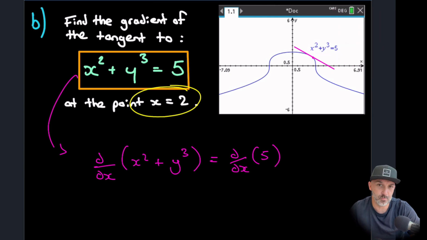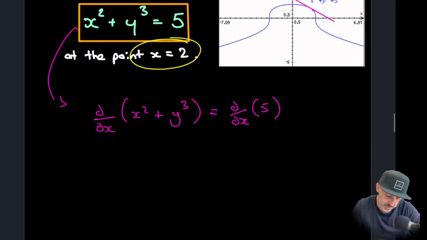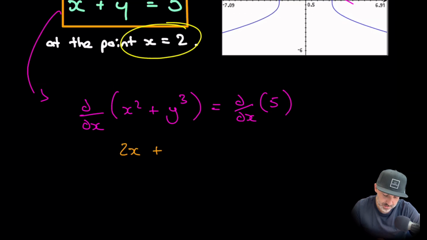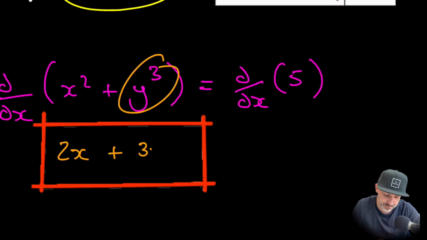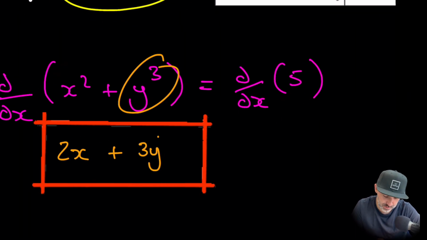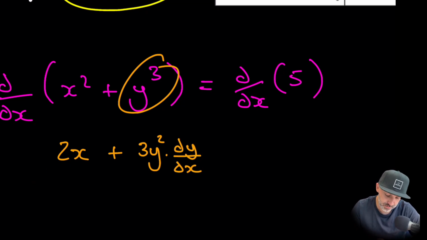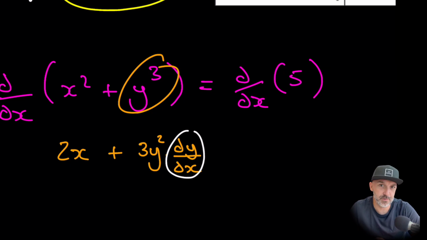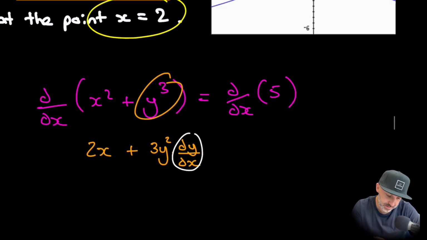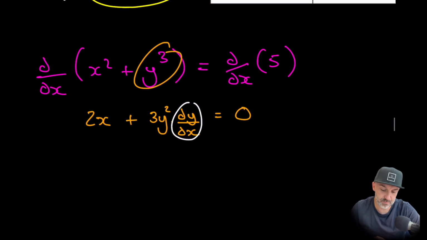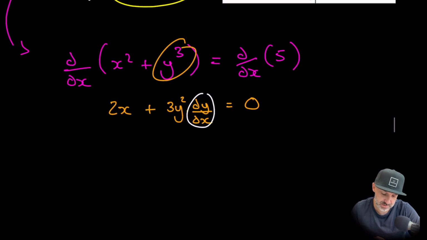Okay, so that would be step 1. When we do that, we would get 2x plus, now we're going to differentiate y first, which is 3y squared, and then have to multiply it by dy by dx. So if the whole chain rule thing is confusing you, just differentiate y first using the power rule, then times it by dy by dx. And that is equal to 0, okay, because the derivative of 5 using the power rule would yield 0.